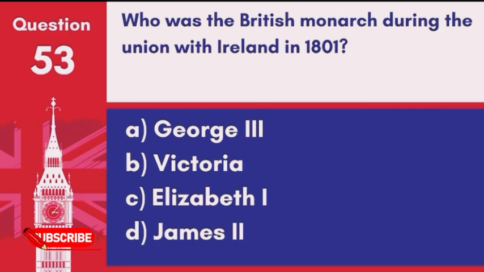Question 53. Who was the British monarch during the union with Ireland in 1801? A. George III. B. Victoria. C. Elizabeth I. D. James II. Answer: A. George III. King George III was the British monarch when the Act of Union with Ireland was enacted in 1801, creating the United Kingdom of Great Britain and Ireland.